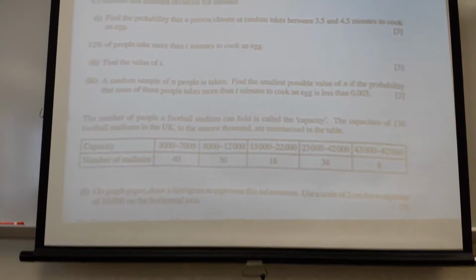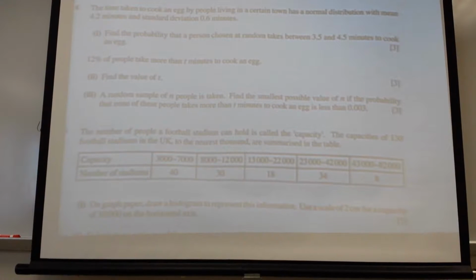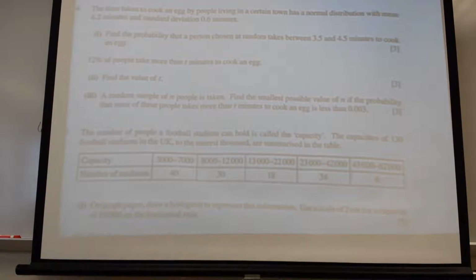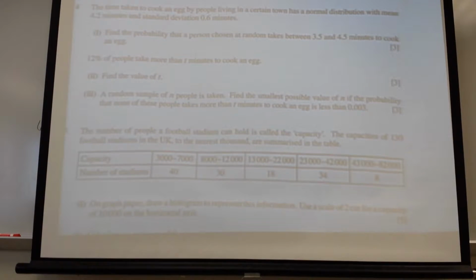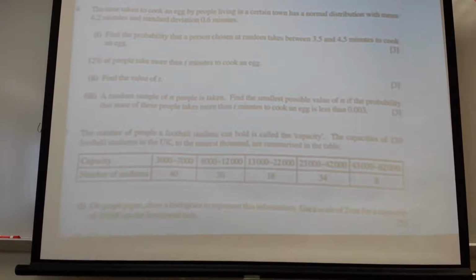Distribution with a mean of 4.2 minutes and standard deviation of 0.6. Find the probability that a person chosen at random takes between 3.5 and 4.5 minutes to cook an egg. Okay. So, how do we start?